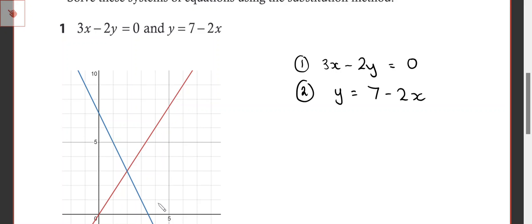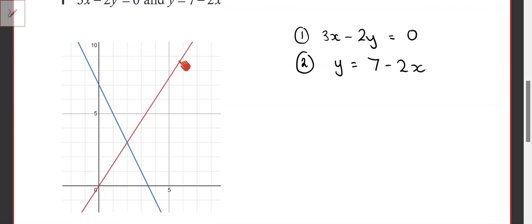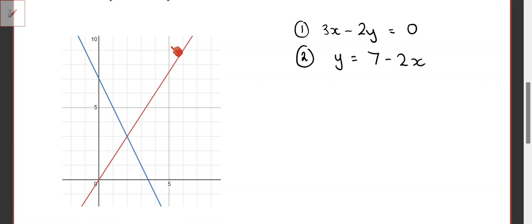Which one's which? I think the red line is 3x equals 2y. So you think the red one is 0, okay, and you think the blue one is why? What's your reason for it? You're correct, but what's your reason for it? Okay. So where does the blue line go through? Yeah. So this goes through 7.